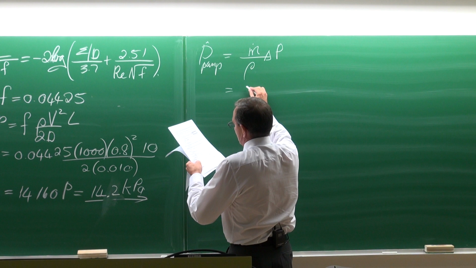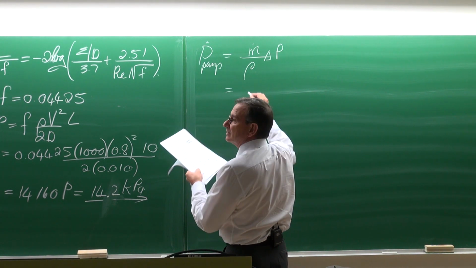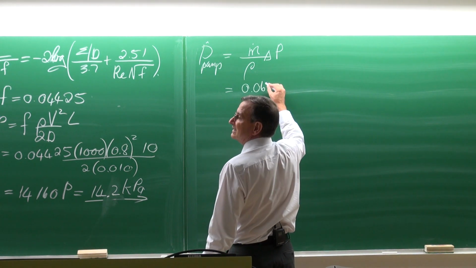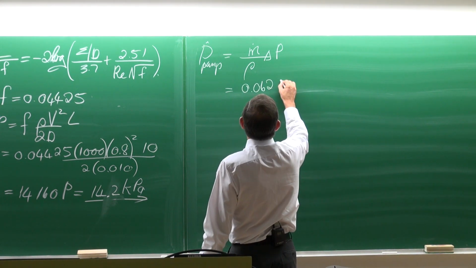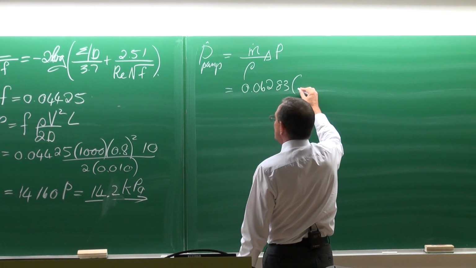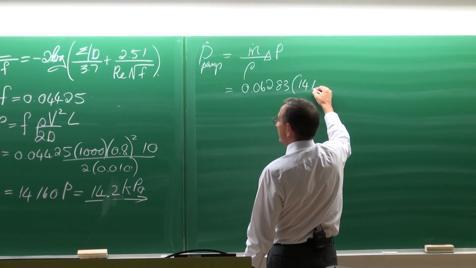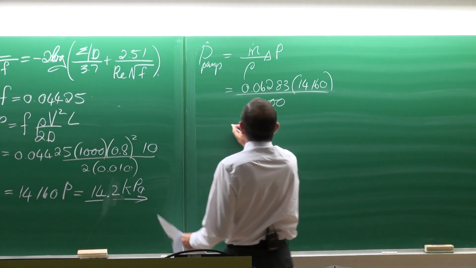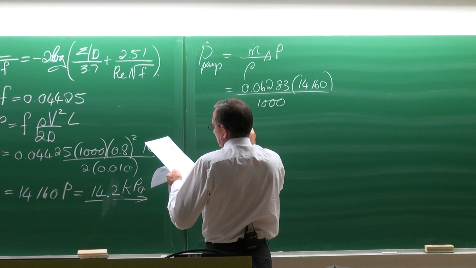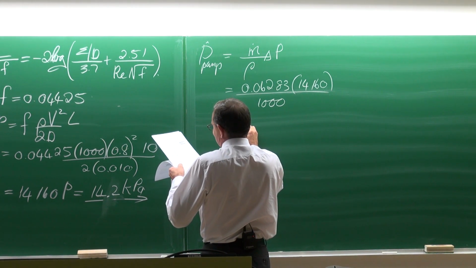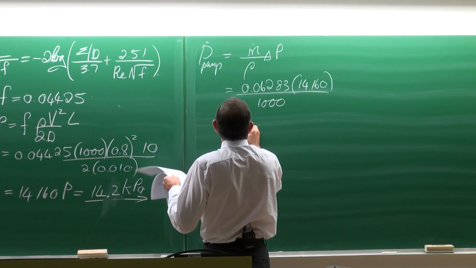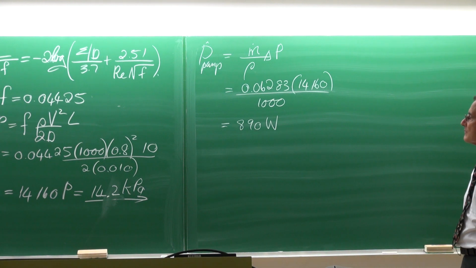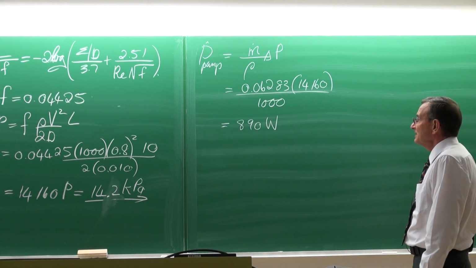And that is equal to the mass flow rate, 0.06283, multiplied by the pressure drop, 14,160, divided by the density, 1,000, and that would be equal to 890 watts. So it's about 0.9 kilowatts.